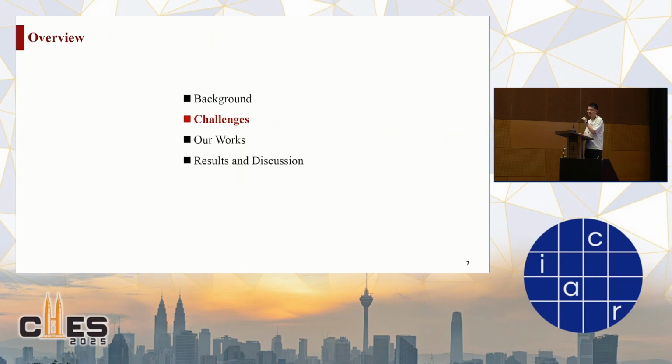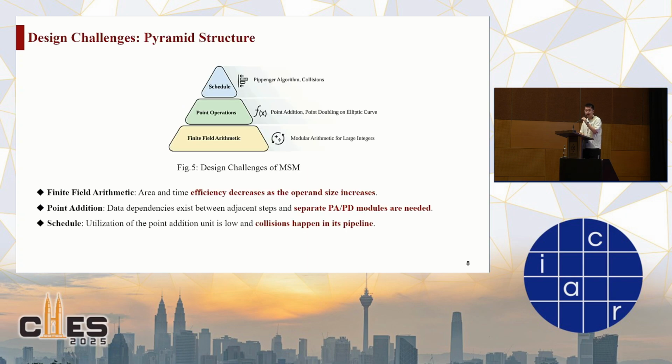Based on these findings, I will talk about the challenges of implementing multiscalar multiplication in hardware. The challenges form a 3-layer structure, and the fundamental layer is finite field arithmetic, especially the modular multiplier. And when the operand size increases, the area and time efficiency always decrease. Based on this arithmetic are point operations on the elliptic curve. As we have introduced before, the naive method always requires divisions and separate designs.